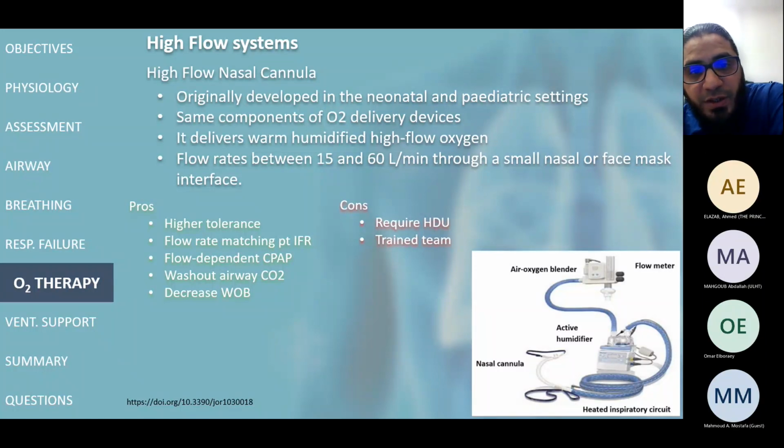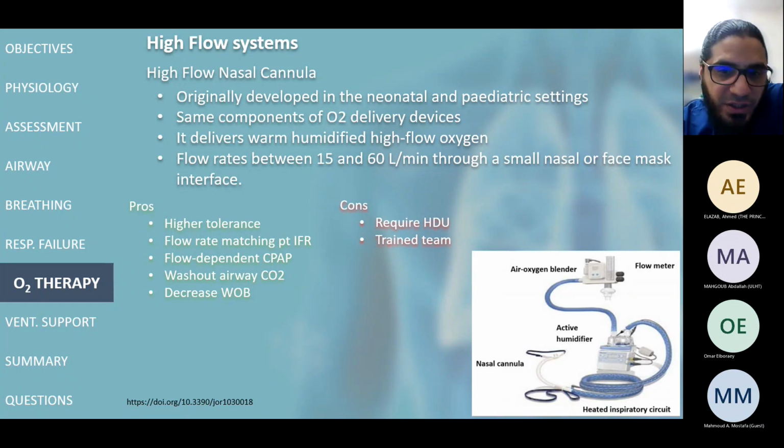With this high flow rate, it can give some sort of pressure splinting the airway, and also can wash any carbon dioxide from that airway. And these two factors can decrease the work of breathing for the patient. But unfortunately, these devices are only available in high dependency units and need trained staff to deal with them.